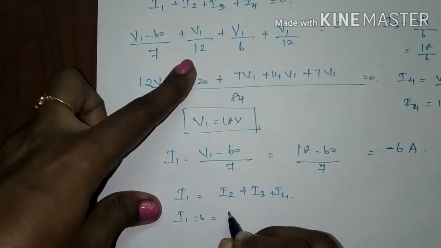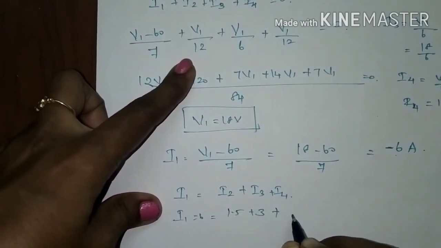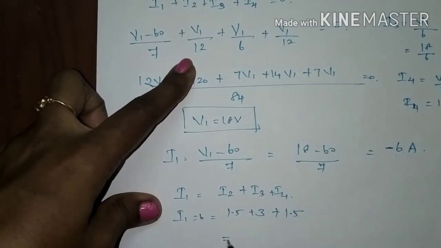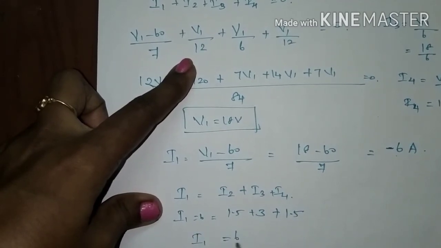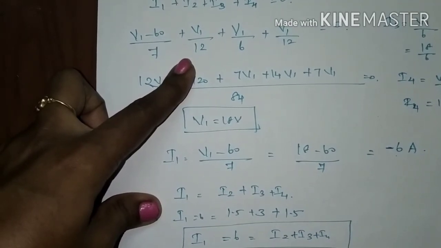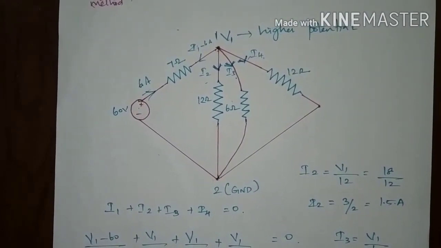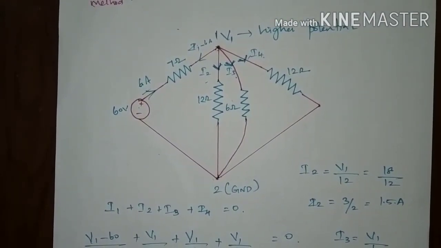Your I2 value is 1.5 plus 3 plus 1.5, totally again 6. So sum of the incoming current is equal to sum of the total outgoing current, I2 plus I3 plus I4. Okay, understood? I hope you understood the concept of these problems.